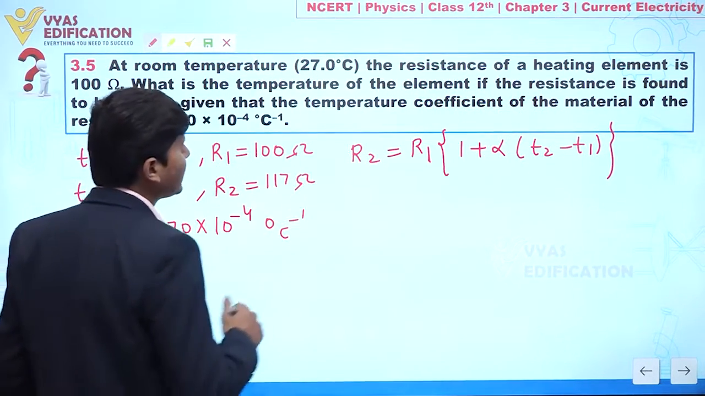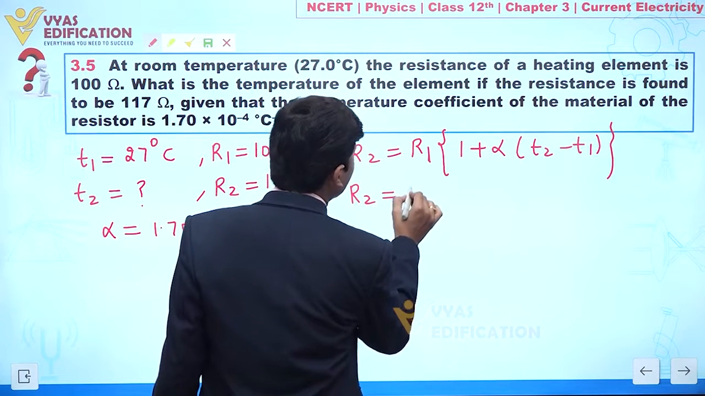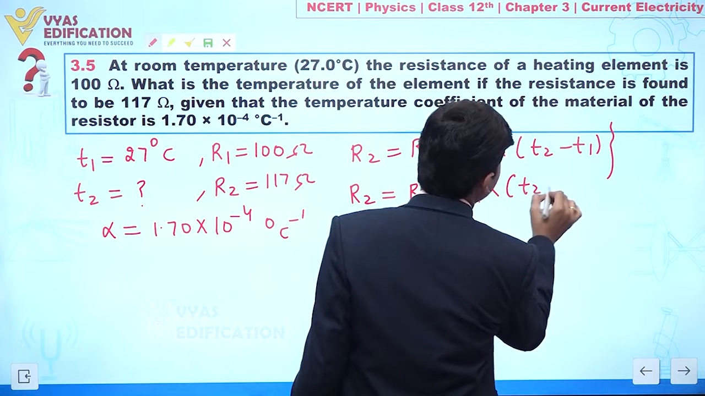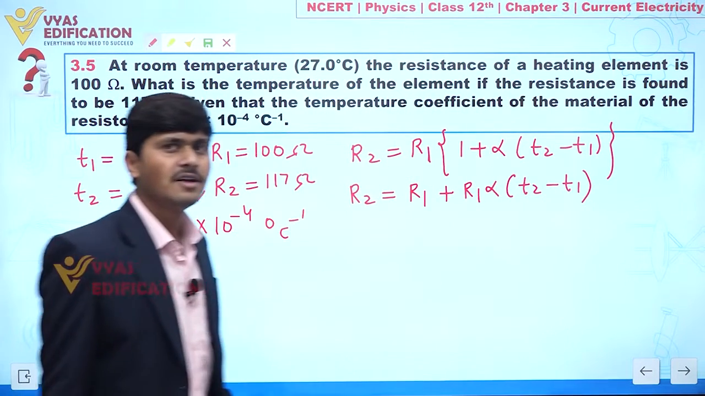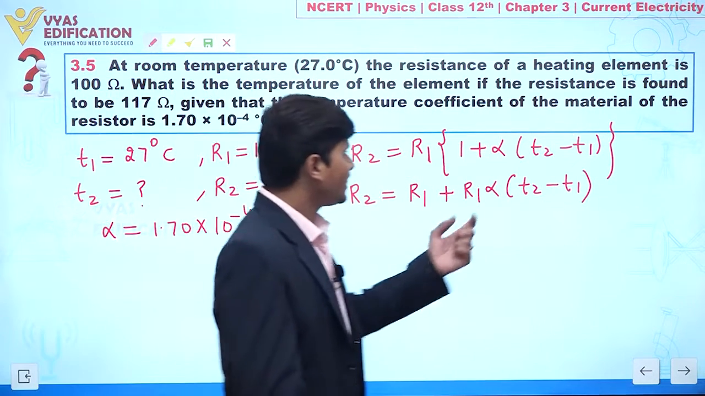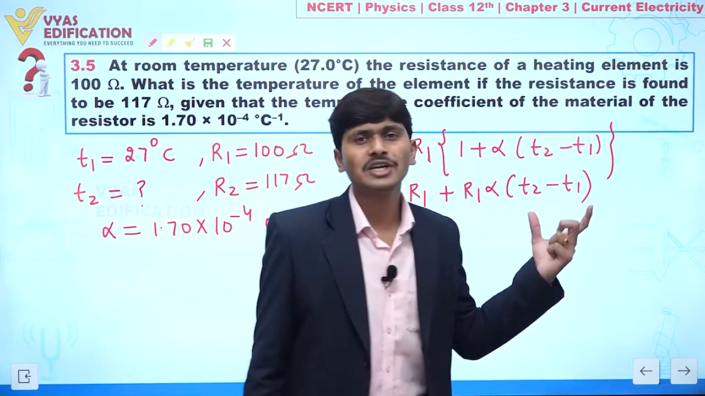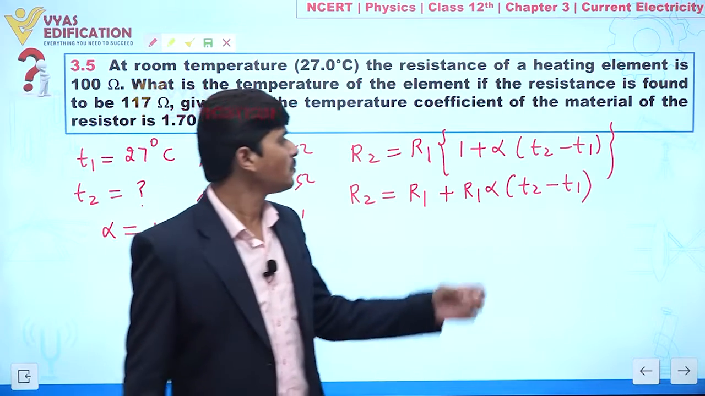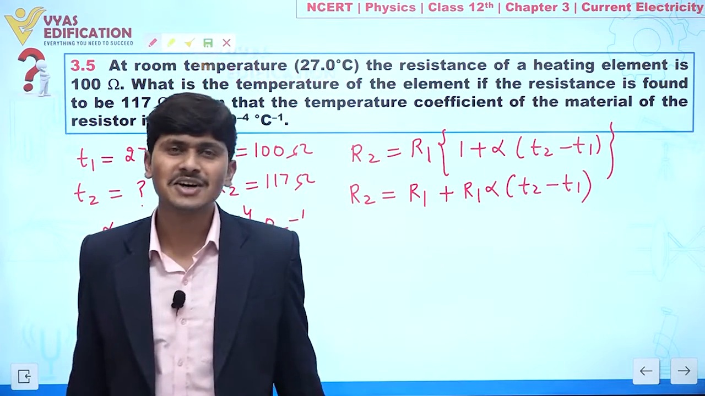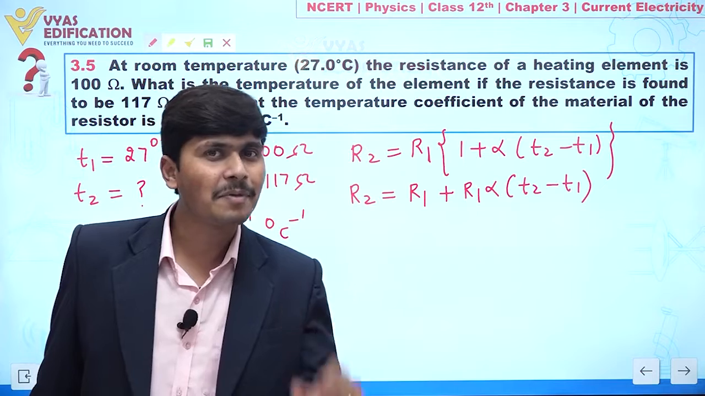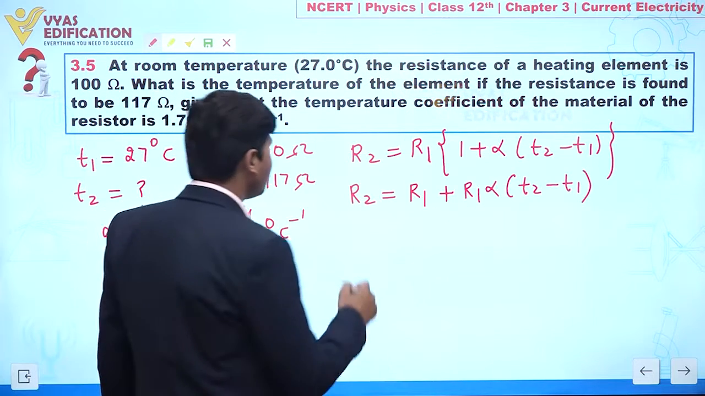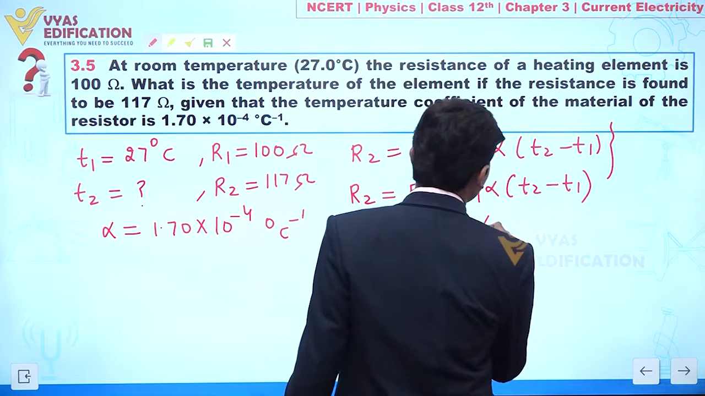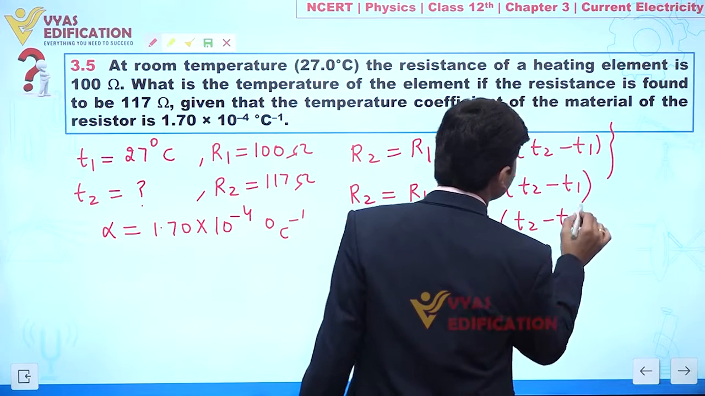Clear? So if you multiply it with R1, we can write R1 plus R1 alpha into T2 minus T1. Now listen carefully. In this bracket we have T2 minus T1. So whether you put temperature in degrees Celsius or in Kelvin, the difference always comes out the same. Clear? So R2 minus R1 is equal to R1 alpha into T2 minus T1.